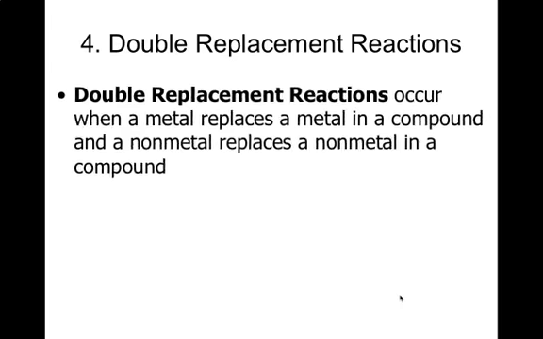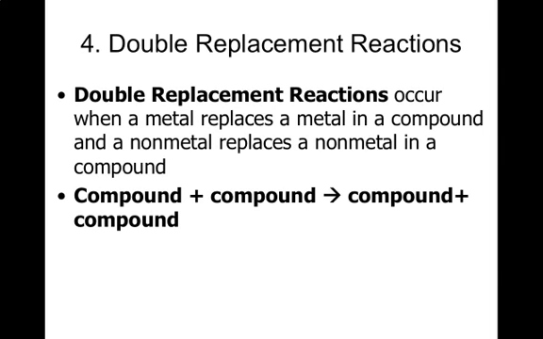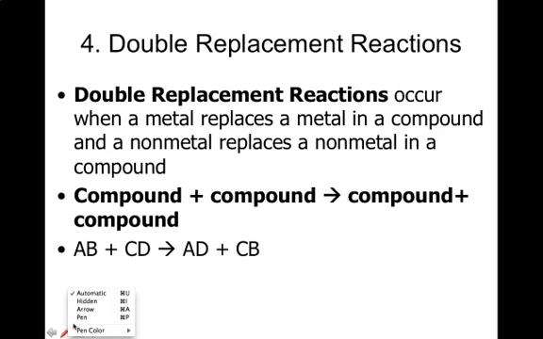Now, double replacement reactions. Double replacement reactions occur when a metal replaces a metal in a compound and a non-metal replaces a non-metal in a compound. It's always a compound plus a compound gives a compound plus a compound. So in general, they just swap partners. So A gets D and B gets C. Notice C is the cation, so C comes first. A is the cation, so A comes first.